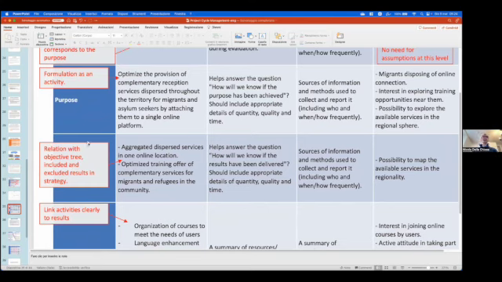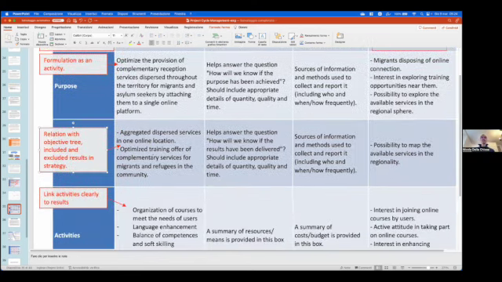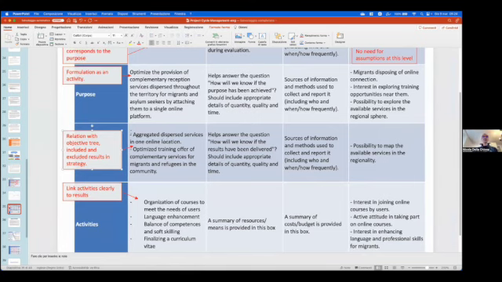Now, trying to, yes, Guy, just a second. In the results, we have aggregated dispersed services in one online location, which seems to be a part of this. Optimized training offer of complementary services for migrants and refugees in the community. Okay, so these would be the results. Now, as you can see, at a first glance, it is not very clear for me. I, of course, don't know the context.